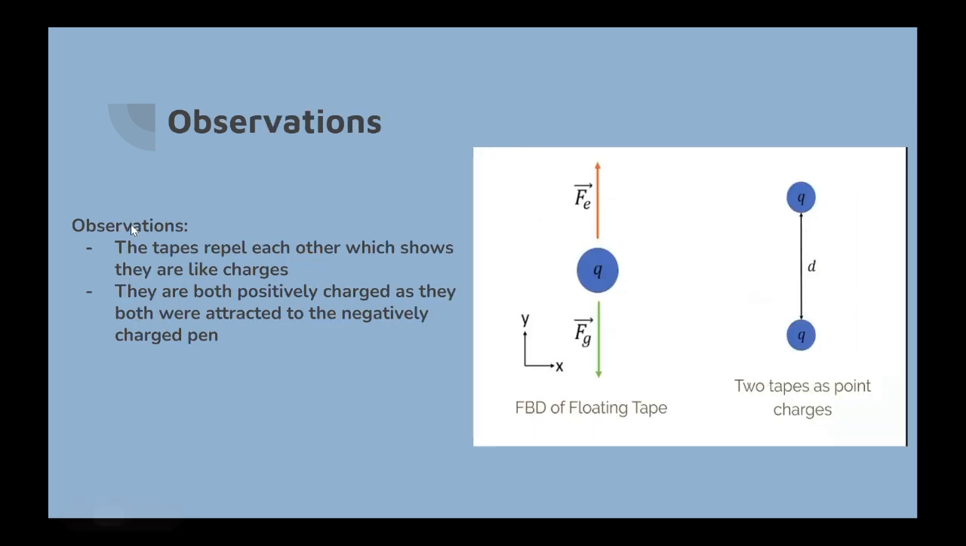There are observations where the tapes repelled each other, which shows that they are like charges, and they are both positively charged as they were both attracted to the negatively charged pen. This is our free body diagram of the floating piece of tape. So tape B, we have force of gravity and force of the other tape, electric field, and then these are the two tapes shown as point charges.